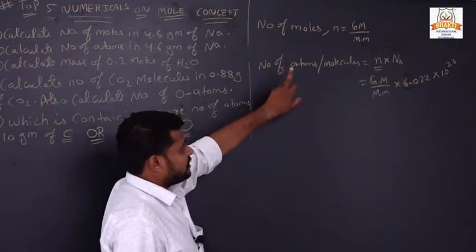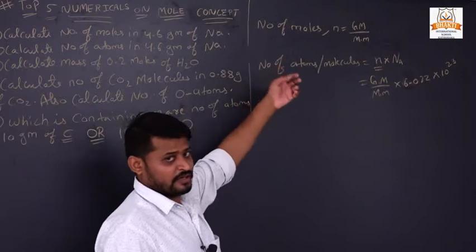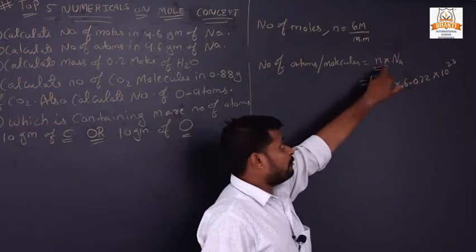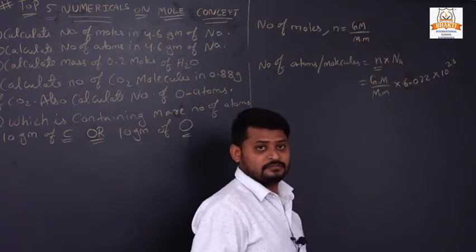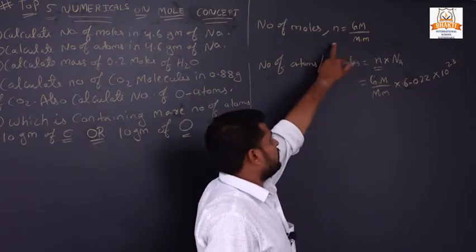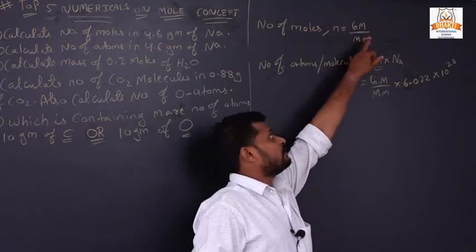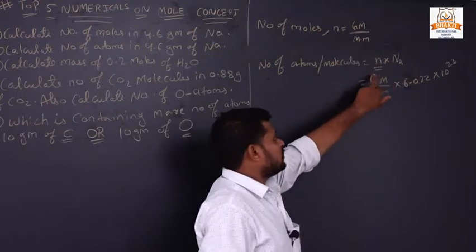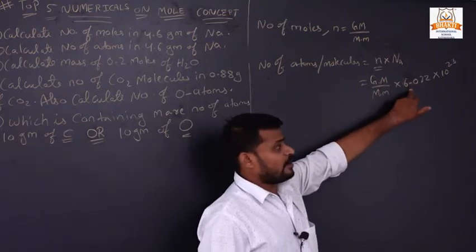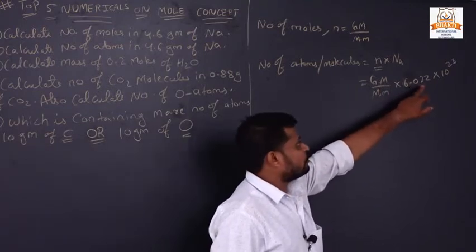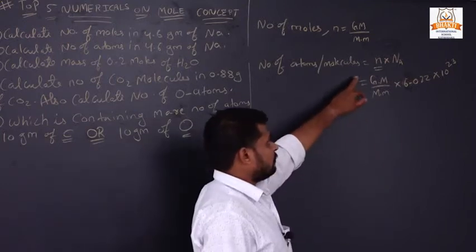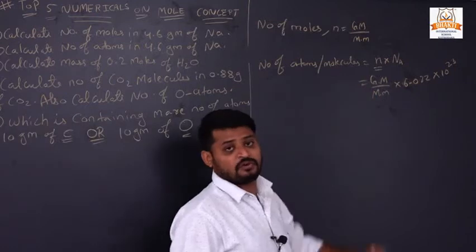Now this is for the number of atoms or molecules. When we have to find the number of atoms or molecules, we use this formula: number of moles into Avogadro number. When the number of moles is not given, we know that the number of moles is equal to given mass upon molar mass. So instead of number of moles, we write given mass upon molar mass into the Avogadro number, whose value is 6.022 into 10 to the power 23. So when the number of moles is not given, we use this formula.